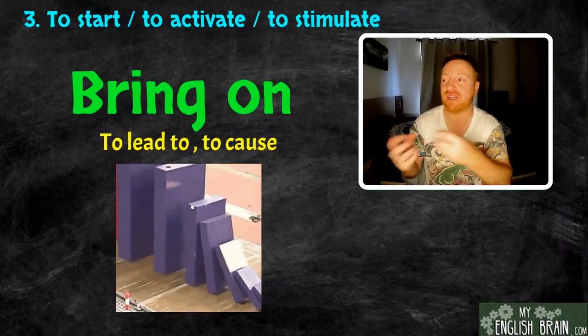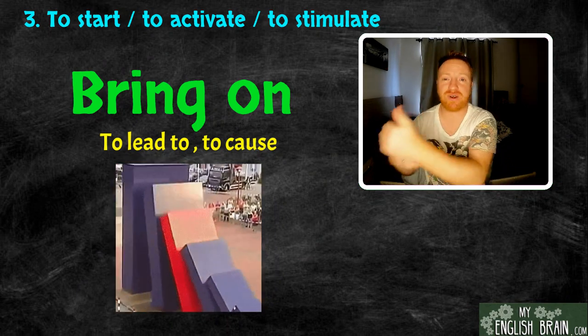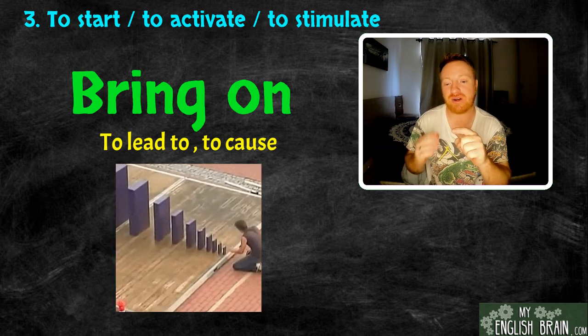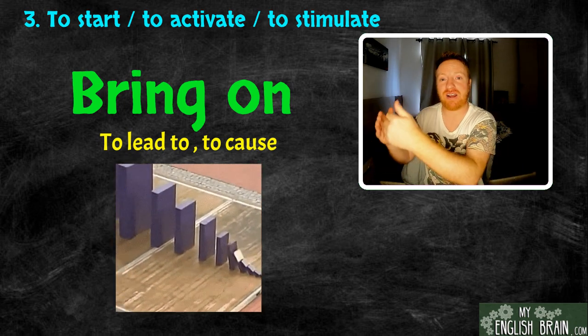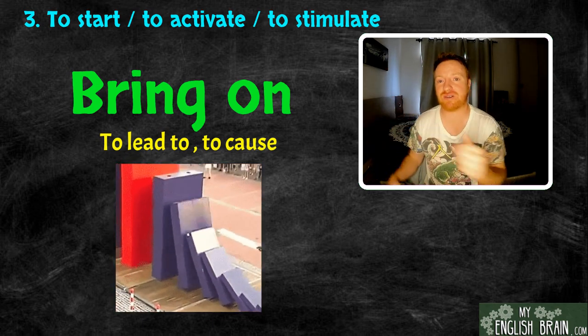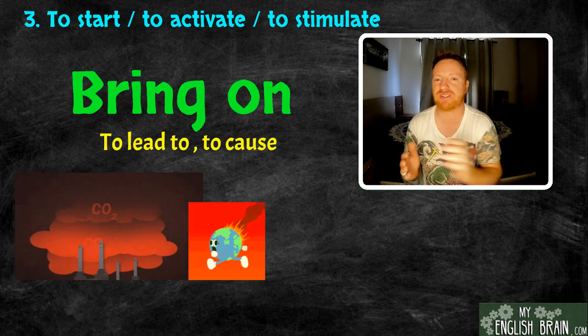Next we have bring on. Bring on means to lead to or to cause one thing to happen. So for example, if you push a domino, it will bring on the other dominoes to fall. It will cause the other dominoes to fall. We can use this for all types of cause and effect relationships.